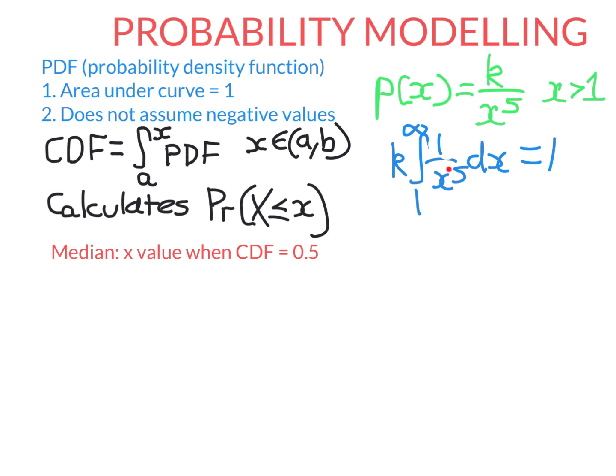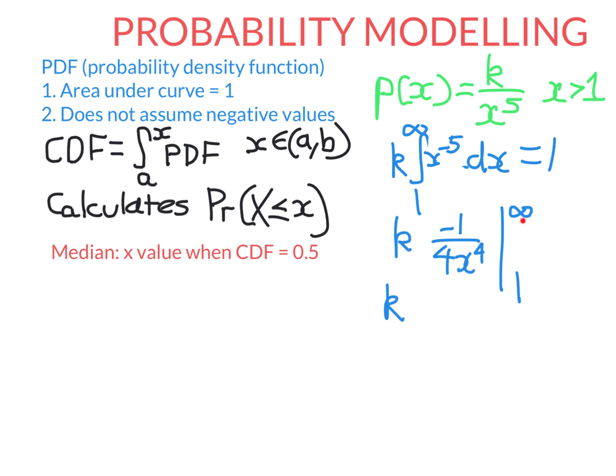Now when we're integrating 1 over x to the power of 5, you might find it easier to write that as x to the power of negative 5. So when we integrate, I'm going to leave the k there, we increase the power by 1 and divide by the new power. And I need to evaluate that between 1 and infinity. Again, I might make it easier on myself by rewriting this. x to the power of negative 4 over negative 4 can just be written as negative 1 over 4x to the power of 4. So now let's substitute in the values.